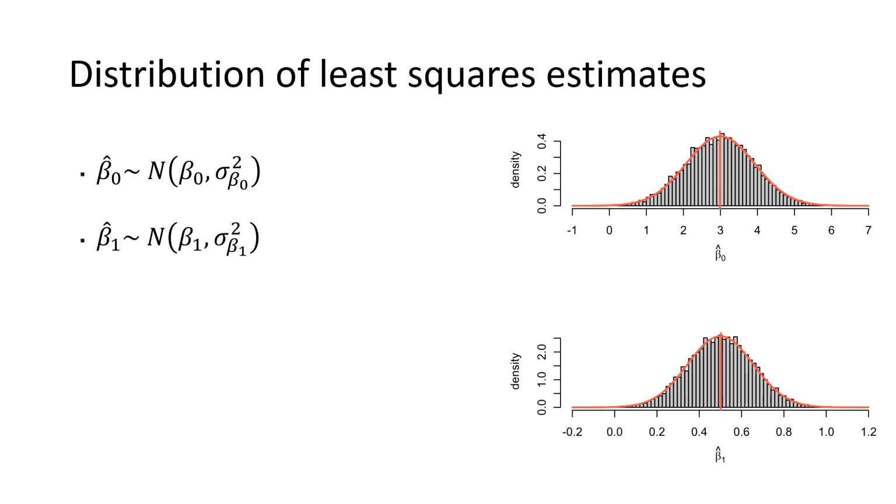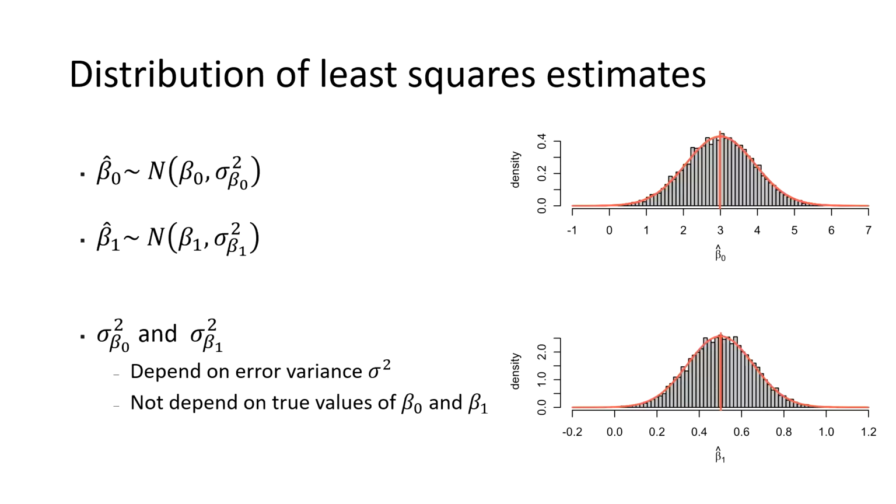The two properties we discovered in this video can be summarized in the following way. If all three assumptions are fulfilled, then the least squares estimates follow a normal distribution with the true parameter as the mean and the variance that can be derived mathematically. It is not important to know exactly how this variance can be calculated, but you should understand that it depends on the error variance. The higher the error variance, the more variability in the estimates there is. Furthermore, it is important that it does not depend on the true values of beta 0 and beta 1.